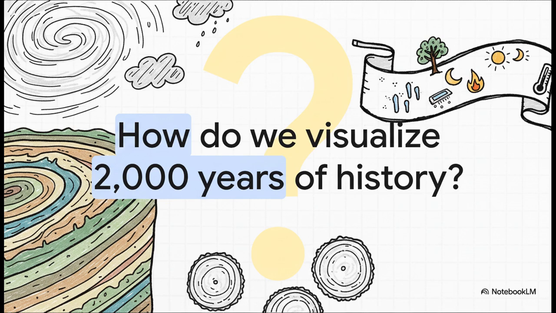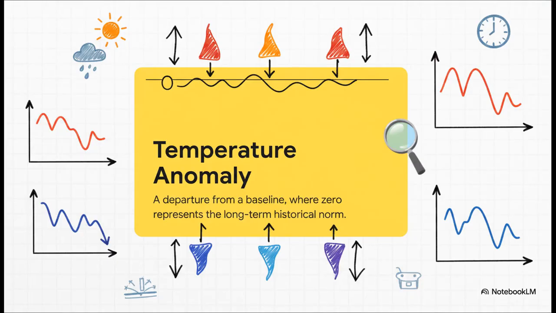To do this, scientists don't just plot raw thermometer readings. I mean, obviously, nobody was sticking a digital thermometer out the window during the Roman Empire, right? So instead, they use a very specific metric to track the changes over time. To really understand our master graph today, you absolutely need to grasp this core concept, the temperature anomaly.